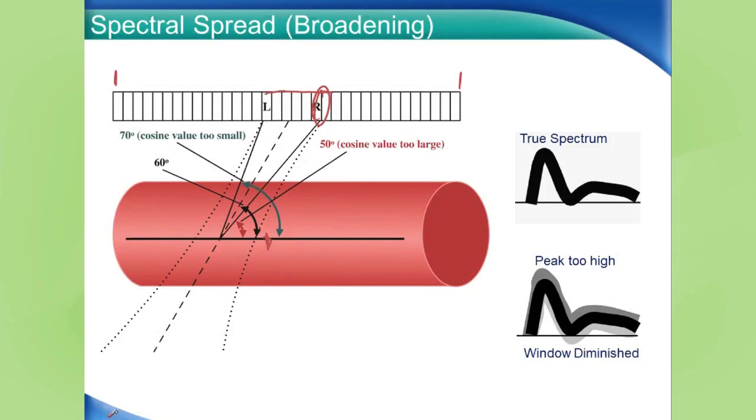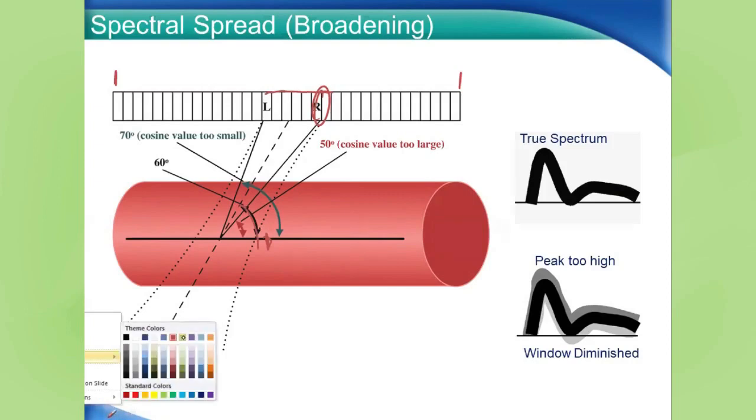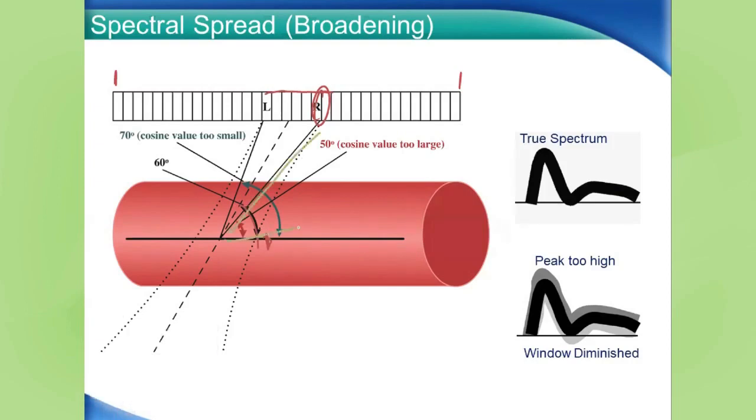let me change the color so it shows up a little bit better for you here. Let's try green. Okay, so we can see this angle is less than the central angle. This angle is bigger than the central angle. So we divide by the cosine of the center angle. On some of them we overcorrect, and on some we undercorrect, causing the spectrum to fill in and to read a higher peak, causing this to happen.